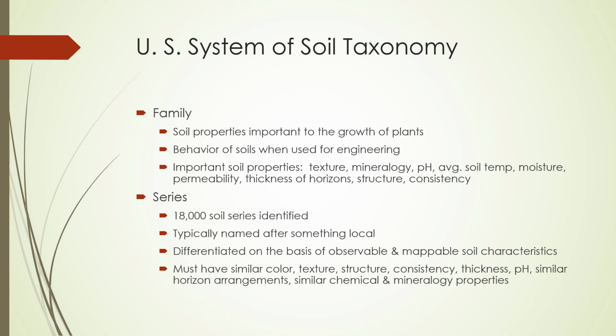And then series, which you've probably come across in your studies of your area. 18,000 soil series are identified. They're typically named after something local. They're different on the basis of observable and mappable soil characteristics. They must have similar color, texture, structure, consistency, pH, chemical and mineralogy properties.